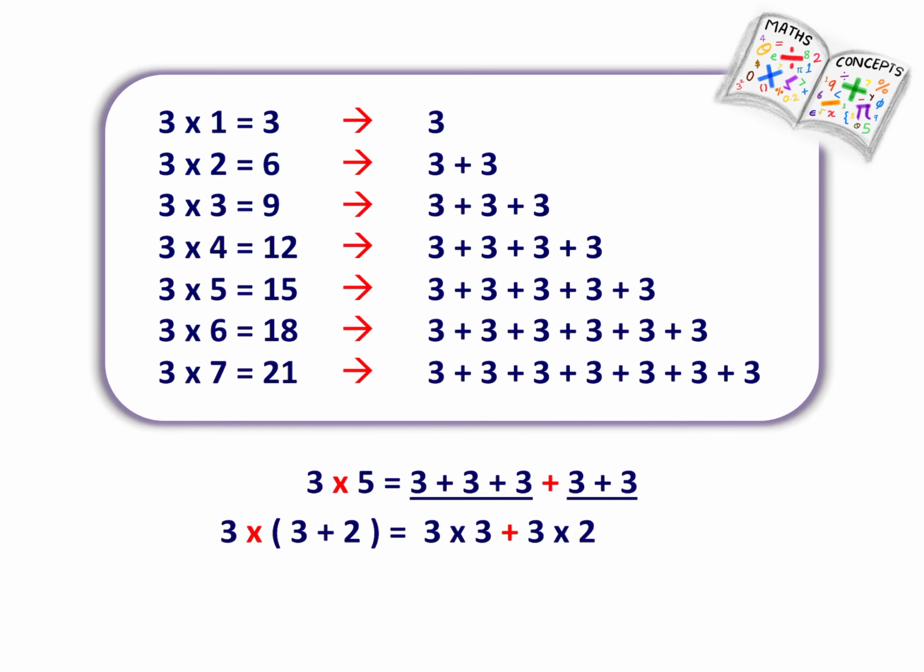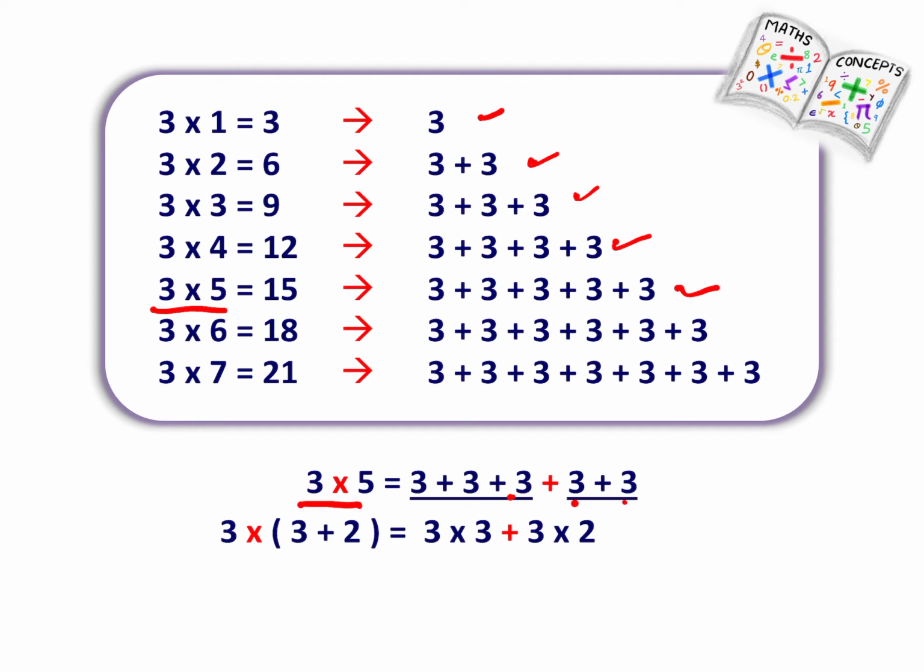Okay, here I have written table of 3. We all know table of 3, and we also know that multiplication is nothing but repetitive addition. So I have written it in the form of addition as well. Okay, now I have taken one example from here, that is 3 into 5, 3 5s are 15, which can be written as addition of 3 5 times, right? So 3 into 5 is 3 plus 3 plus 3 plus 3 plus 3.